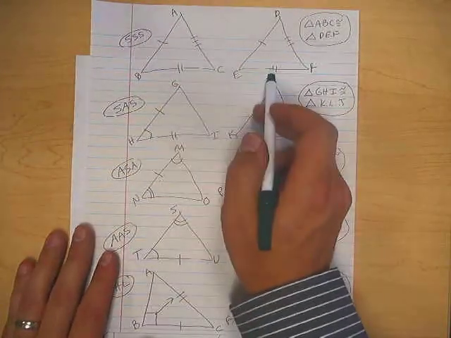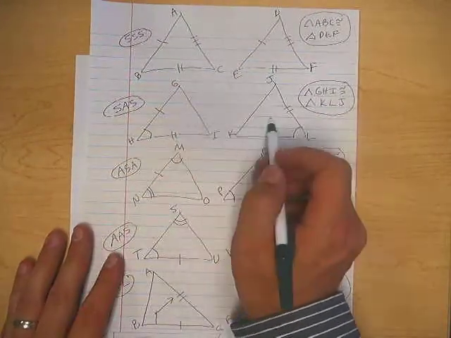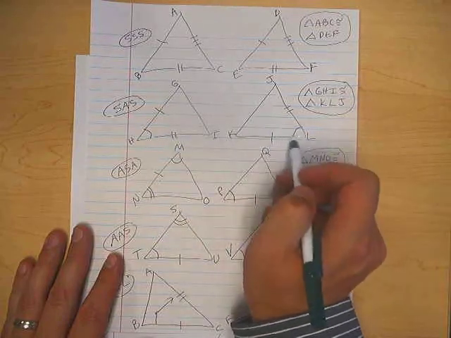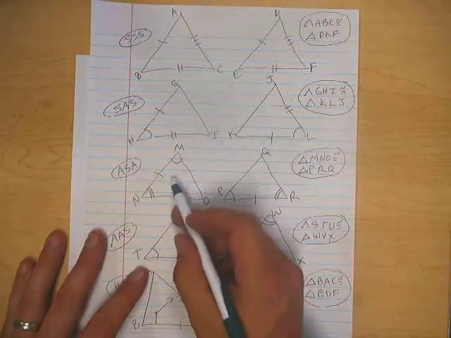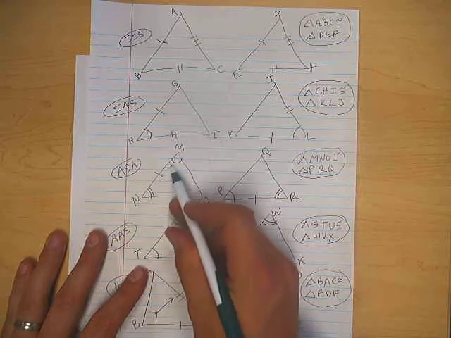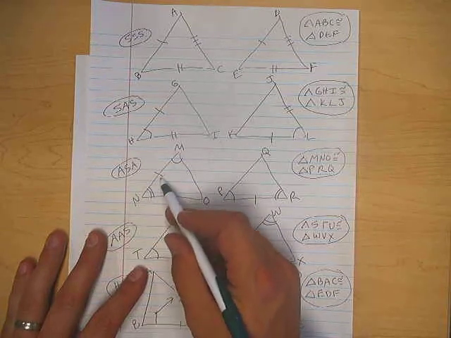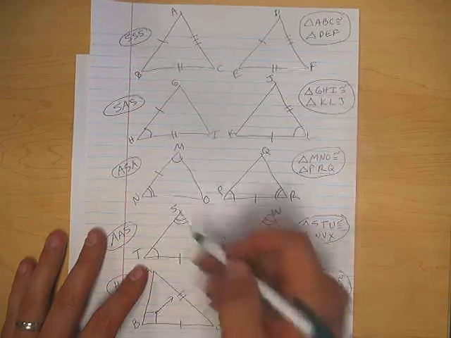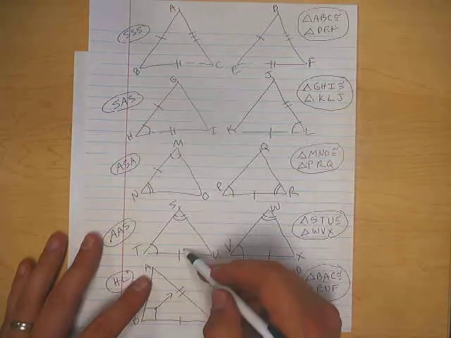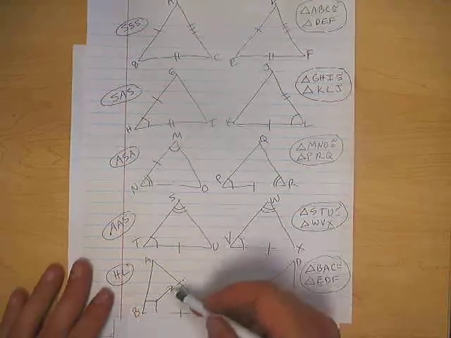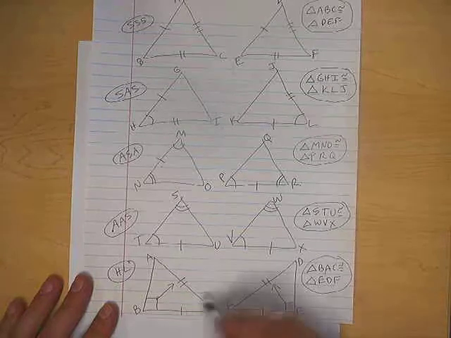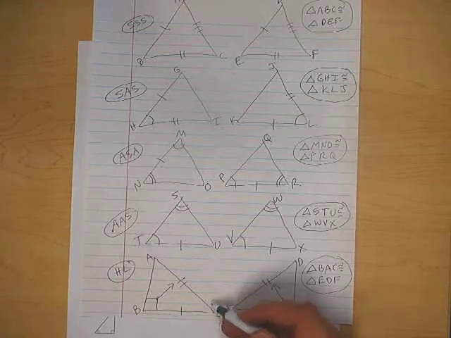Okay, here's an example of side, side, side. Here's an example of side, angle, side. Here's an example of angle, side, angle. The side is between the two angles. Angle, angle, side. And hypotenuse, leg. Hypotenuse, leg only works with right triangles, so you have to have right triangles.